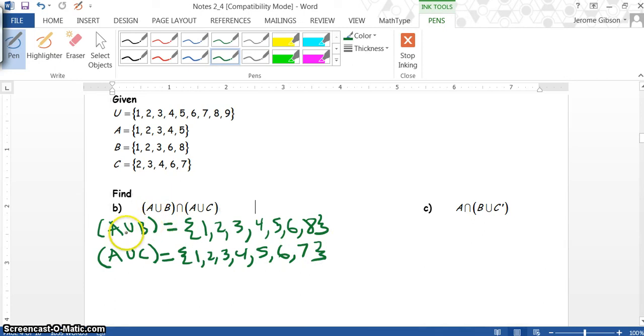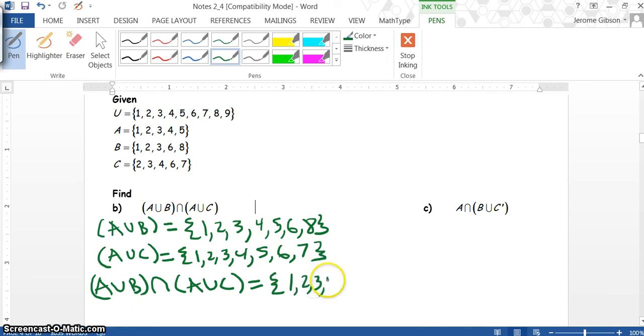Now remember, we want to take A union B and intersect it with A union C. Now if we look here, remember, when we intersect, we only keep those elements that are exactly the same. And we have 1, 2, 3, 4, 5, 6. So it's 1, 2, 3, 4, 5, 6. And that is your final answer for B.